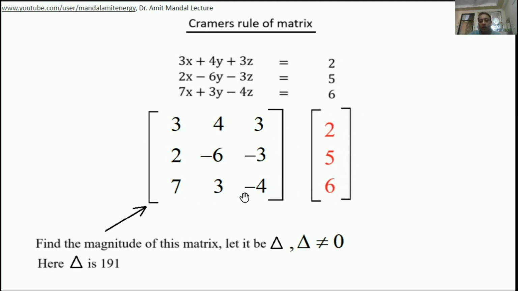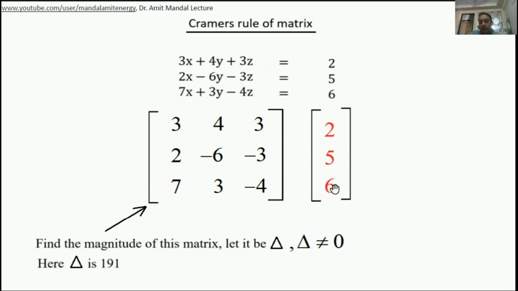Now what you have to do is find the magnitude of this left hand side matrix, taking it in determinant form. Let the symbol of that magnitude be del. Remember this thing, that it must not be 0. In case it is coming out 0, you cannot apply Cramer's rule. I have already calculated the magnitude of this matrix, that is 191. The first job is to write the system of linear equations in matrix form like this, and then find the magnitude of the left hand side matrix.